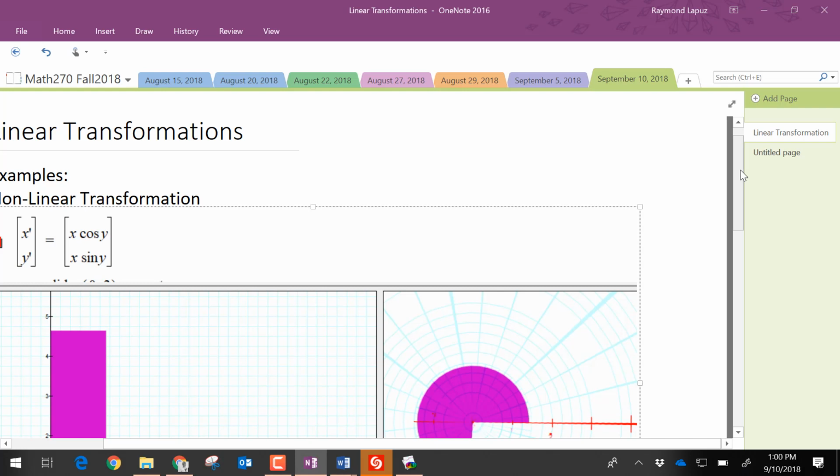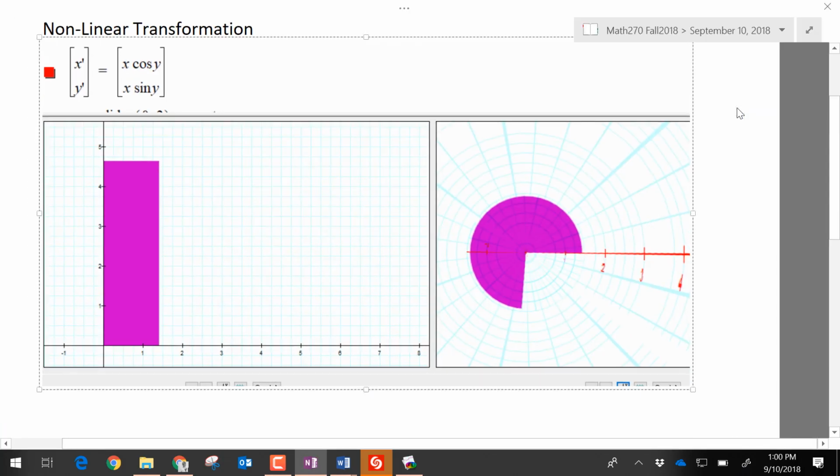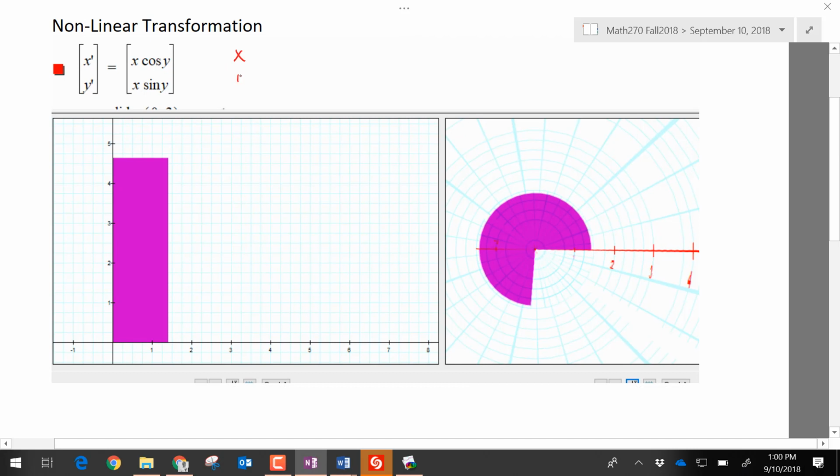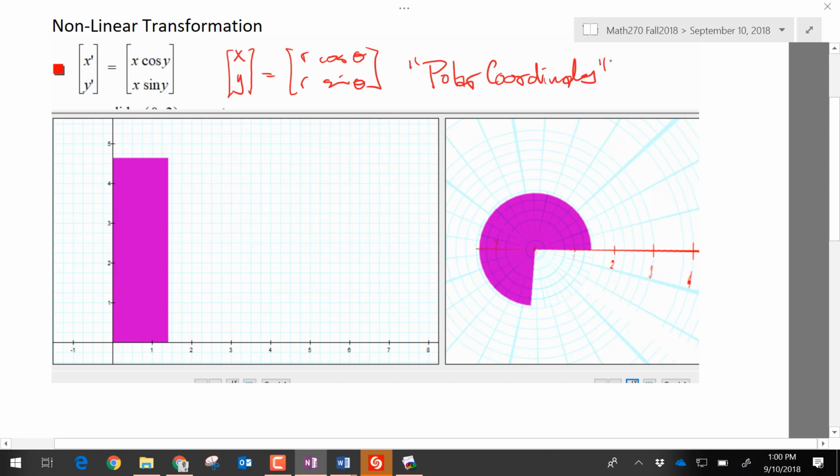All right, just some details about this example. We have a transformation that's not linear. We'll say x, y formally could look like r cosine theta, r sine theta. This is polar coordinates. And this is not linear.